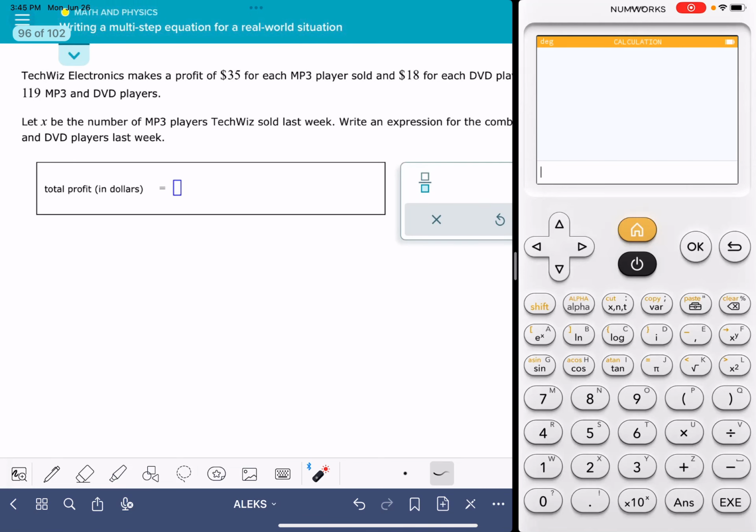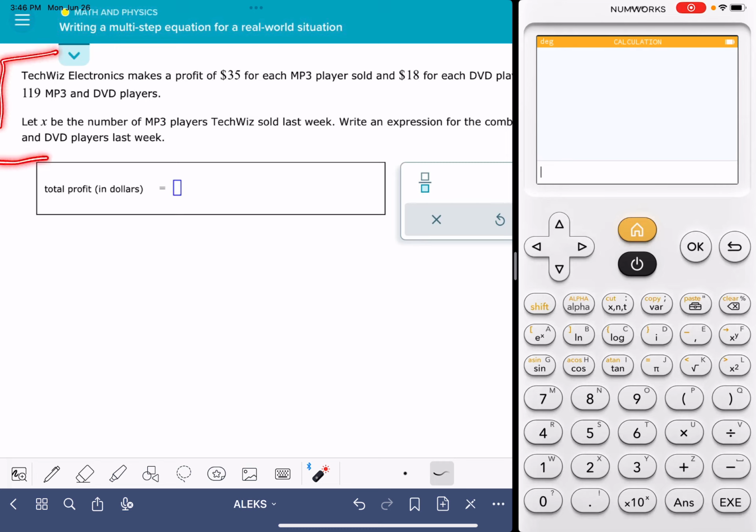In this video, I'm going to show you how to solve the ALEKS problem called writing a multi-step equation for a real-world situation. There are two different versions of this problem. One version of the problem looks like this. It's got a story associated with it, and it wants you to come up with an equation to describe something in particular, like mine is asking me to come up with an equation for total profit.